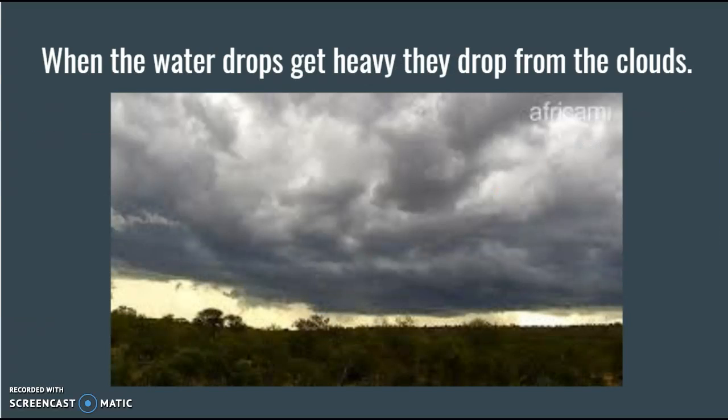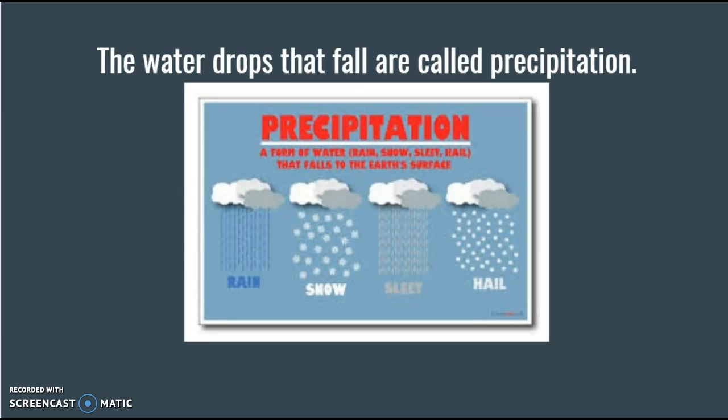Now, when the water drops get heavy in the clouds, they drop. And those drops of water become precipitation. There are these different types of precipitation that we will be talking about. There is rain, there is snow, sleet, and hail. These are all types of precipitation.